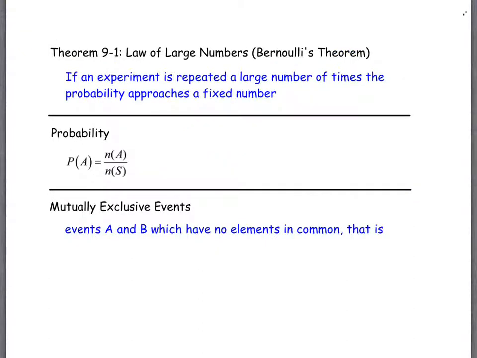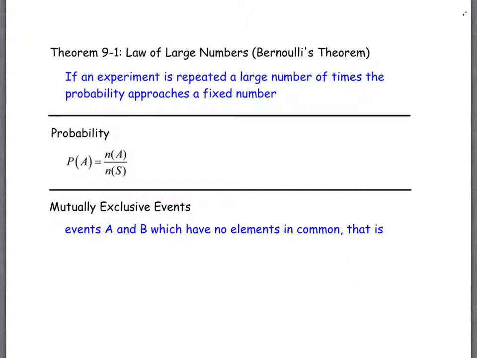Theorem 9.1 is called the law of large numbers. It's Bernoulli's theorem. And what it says is that if you have an experiment and you repeat it a large number of times, then the probability reaches a fixed number. So imagine, with our same coin toss, tossing the coin. You may get 6 heads in a row. Agreed? This is a possibility. This is what happens when people have lots of children and they have 6 girls in a row. You know what I'm talking about, right?